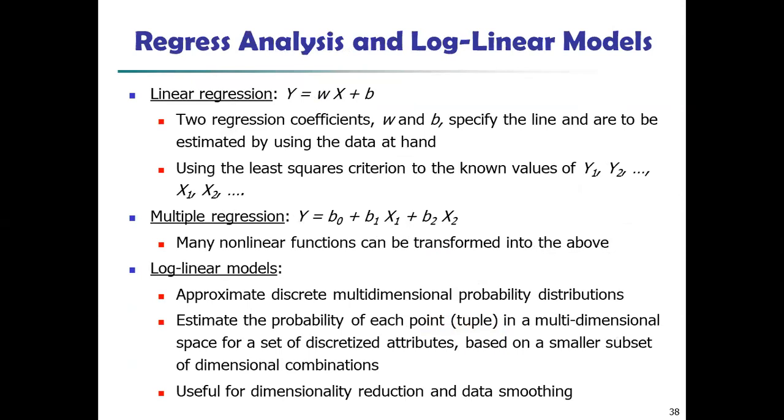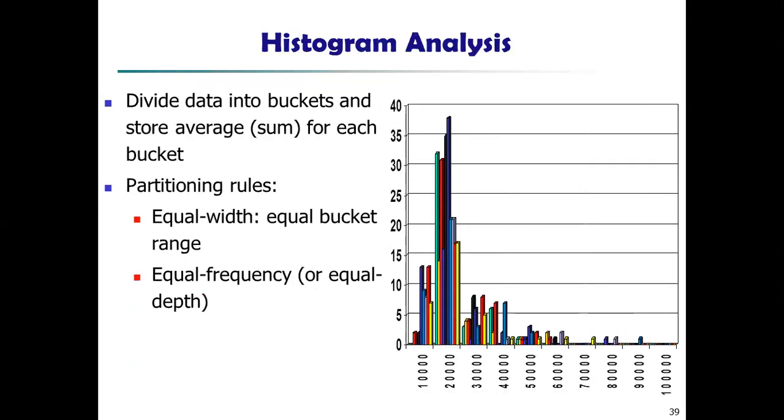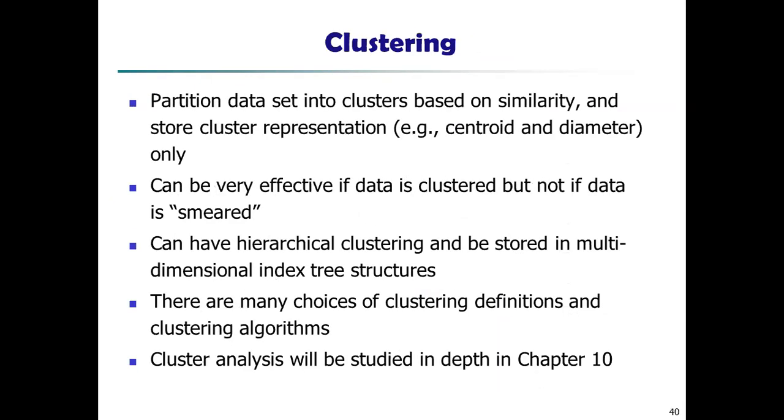Histogram analysis and regression analysis are the previous methods. In histogram, you represent the data in equal buckets and find the average value of the data. Similarly, in a cluster, you take the points that come under that cluster and represent their average value.